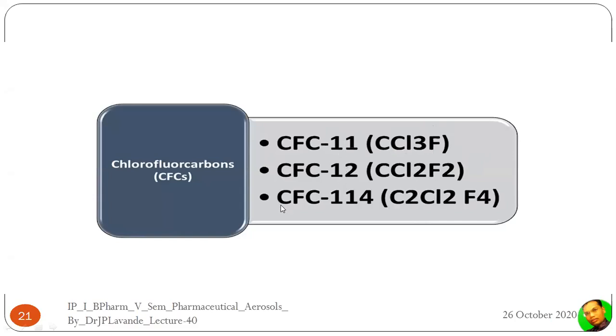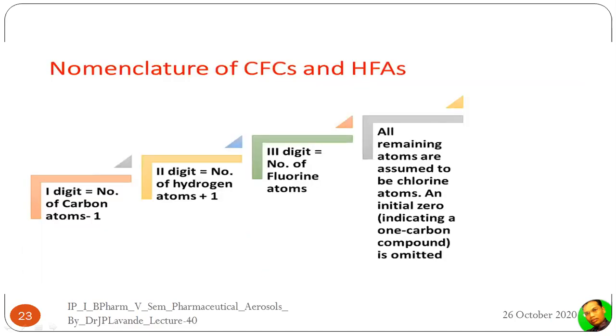And here in case of the third, that is CFC114, you can see it is ethane, right? So again here, 4 plus 2, that is 6, right? So again here the number of hydrogen atoms is 0. So 0 plus 1, that's why here there is a 1. Are you getting me or not? Right? So the second digit is nothing but the number of hydrogen atoms plus 1.